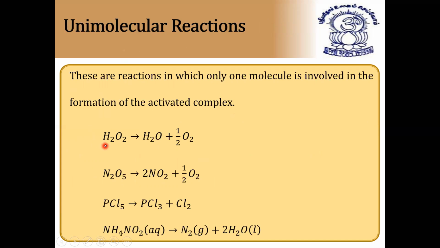For example, hydrogen peroxide on electrolysis forms water and oxygen gas. N2O5 on dissociation forms 2NO2 plus half O2. PCl5 on dissociation forms PCl3 plus Cl2.